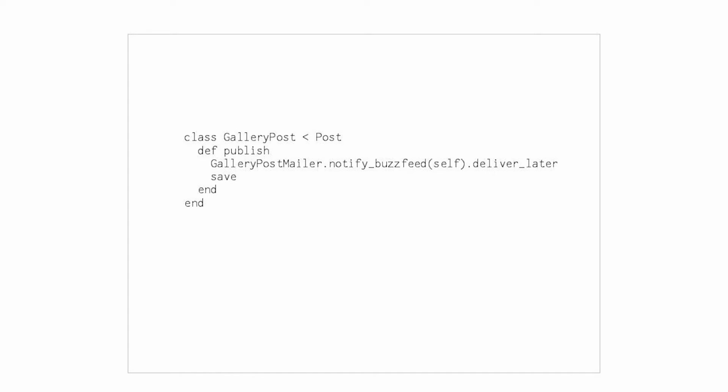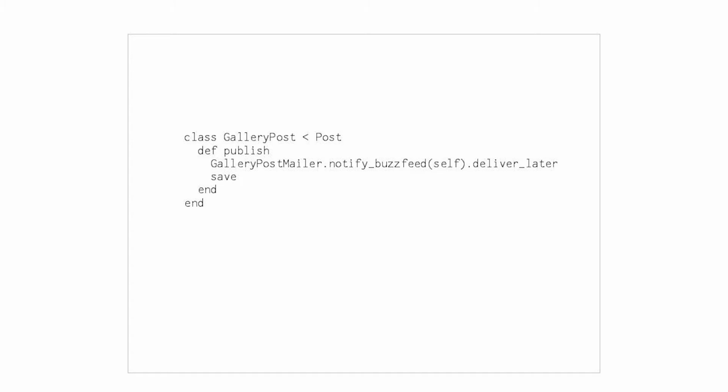And then later, we add a gallery post to inherit from post and add image galleries because, you know, the ad guys love that. It takes so many clicks and we can charge more money. And gallery post has a special publish because it has to email BuzzFeed to tell them to come and copy and paste the article to their site. And there's a bug here that's a violation of the Liskov substitution principle.